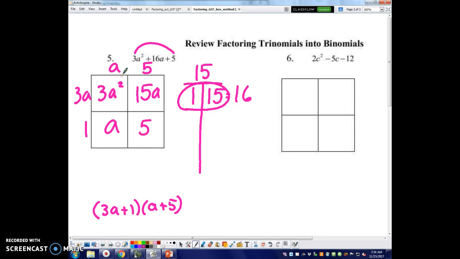I will do one more example of this with you just so you can see it one last time, and then you can do the other two on your own.